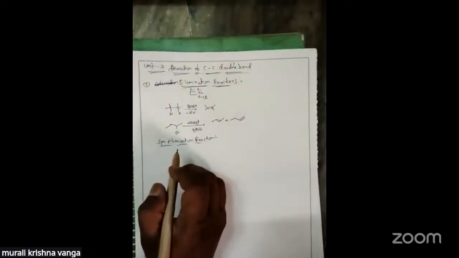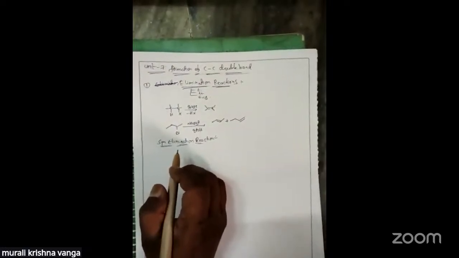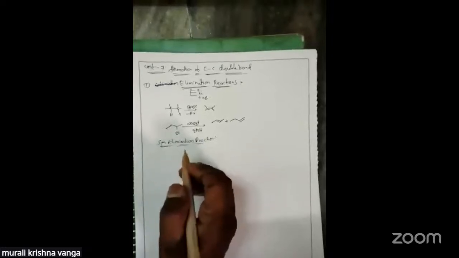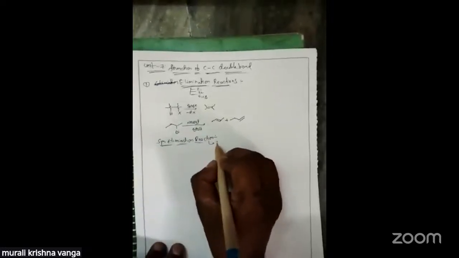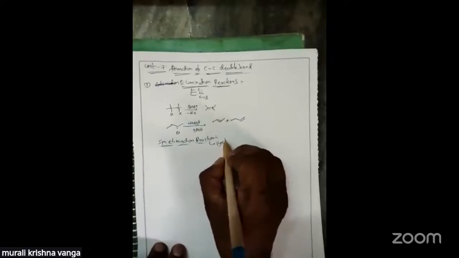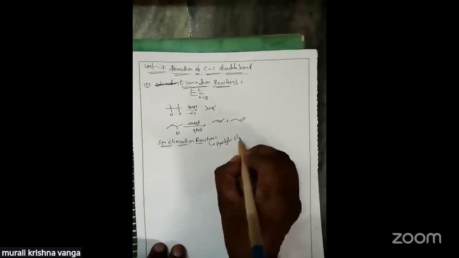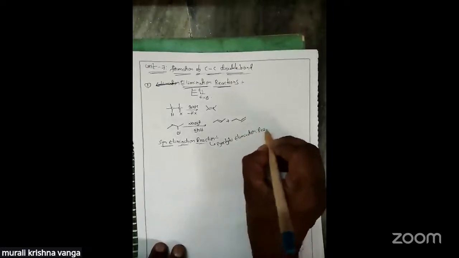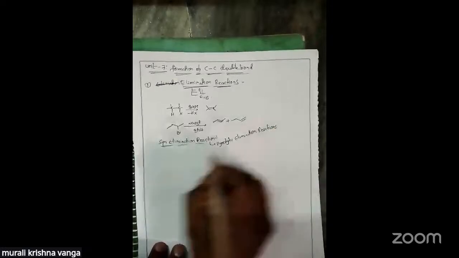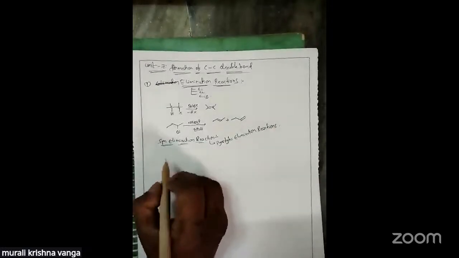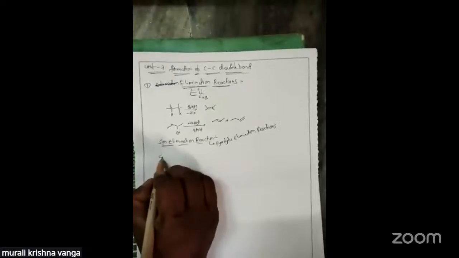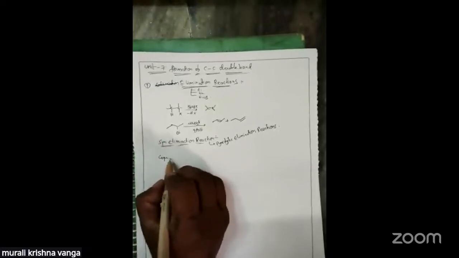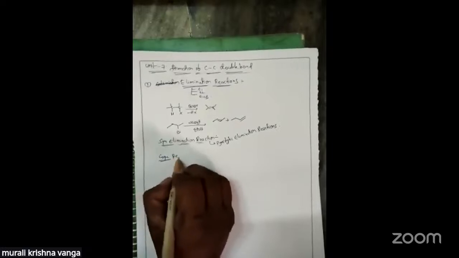Syn elimination reaction. In syn elimination reaction, the two eliminating groups leave from the same side. During the syn elimination reaction, we apply some heating. Therefore, this reaction is also called pyrolytic elimination reaction. So that is the Cope elimination reaction.